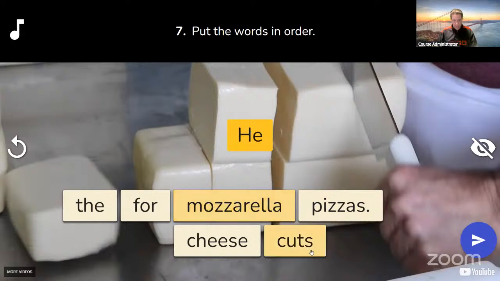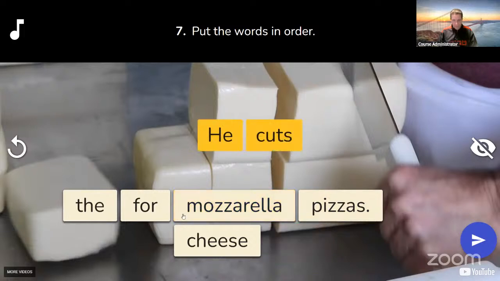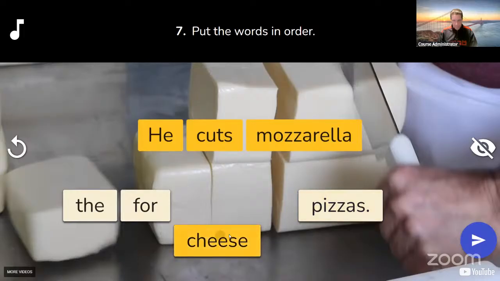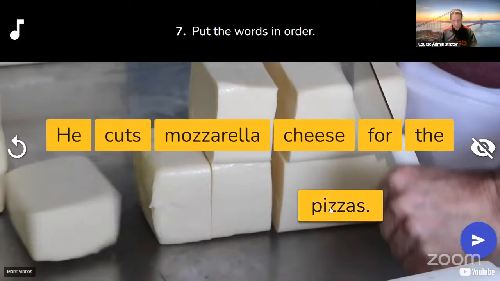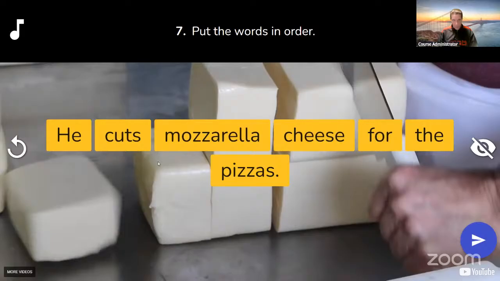He cuts mozzarella cheese for the pizzas. Okay. He cuts mozzarella cheese for the pizzas. Once again, let's change this to the passive form.